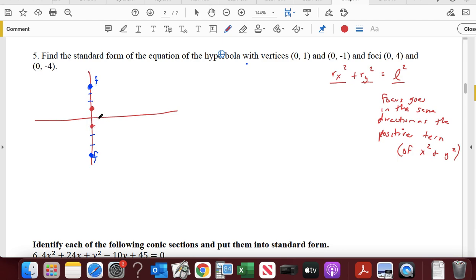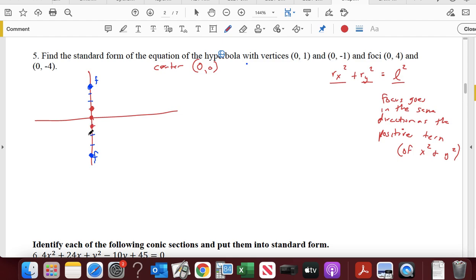Okay, so I know I have Rx. This distance right here is Rx. My center's at 0, 0. It's always at the midpoint of the vertices or the midpoint of the two foci for ellipses and hyperbolas. So my center's 0, 0.